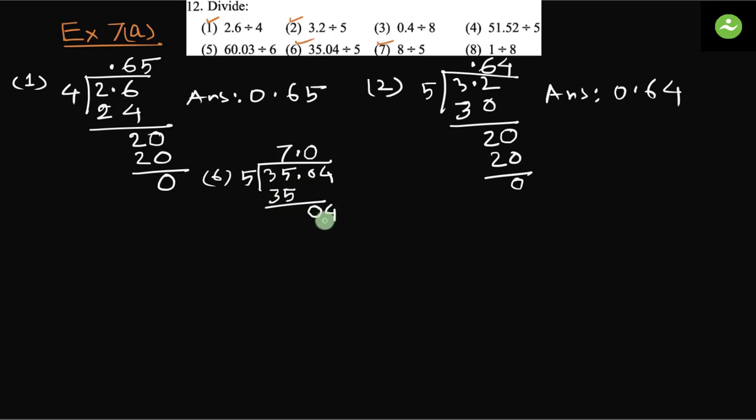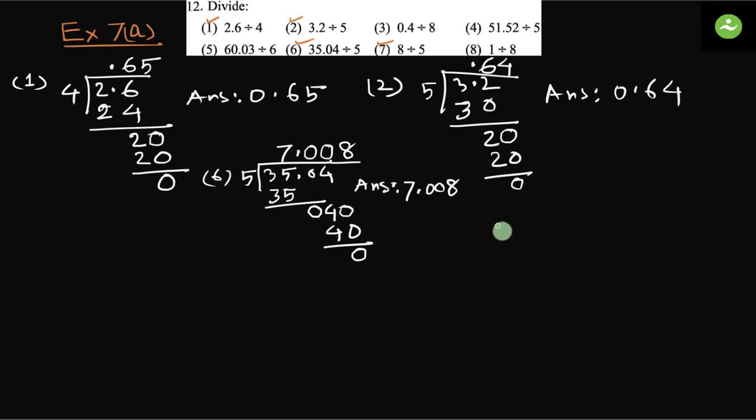Does it divide? No. So you have to bring down another digit. Put a 0 here also in the quotient. And then bring a 0 here. So 5 into 8 is 40. Deduct 40 from 40, it is 0. So the answer is 7.008.